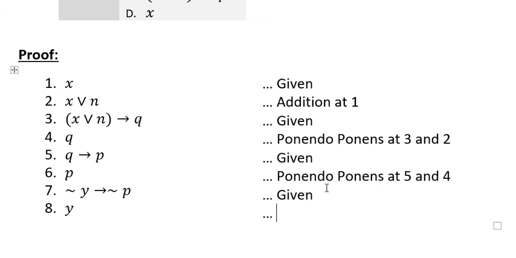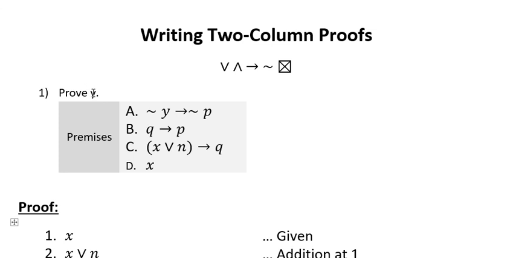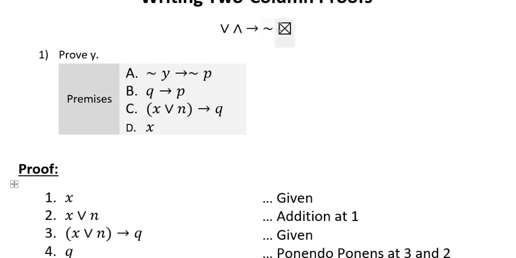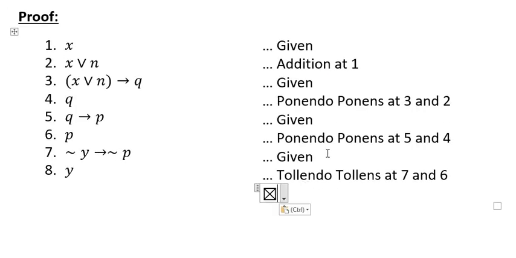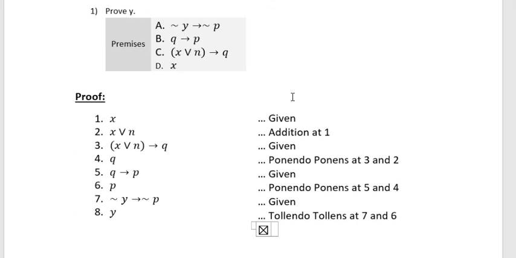Okay, which rule is this one? Tollendo tollens. And which steps did I use? I used steps 6 and 7, but because I have an issue with myself, I'm gonna put 7 and 6. Okay. Now I have the statement Y, and that's what I was trying to prove. So I'm done. How can you tell the audience that you finished? You explain that with the square box and the X. So that will be the proof for this example.